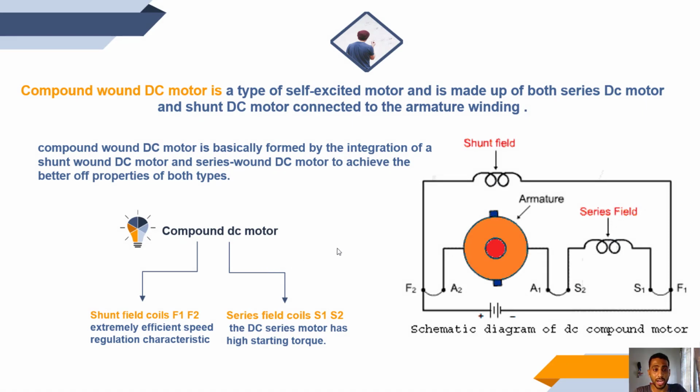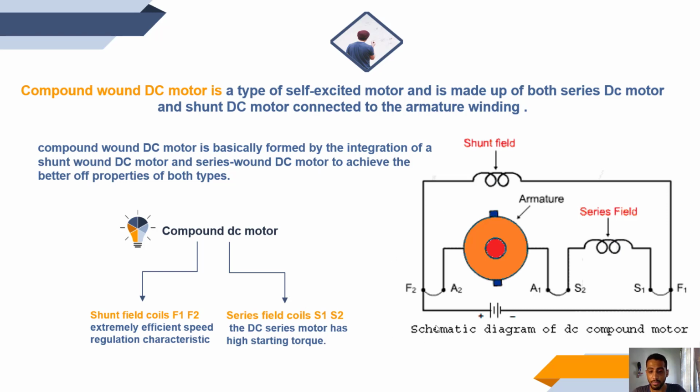What is compound DC motor actually? Basically, it's a type of self-excited motor and it's made up of both series DC motor and shunt DC motor connected to the armature winding. So to make it clear, compound DC motor is basically formed by the integration of a shunt DC motor and also a series DC motor to achieve the best properties of both types, shunt and series. So shunt field coil gives an extremely efficient speed regulation characteristic, where the series field gives the compound DC motor a high starting torque.